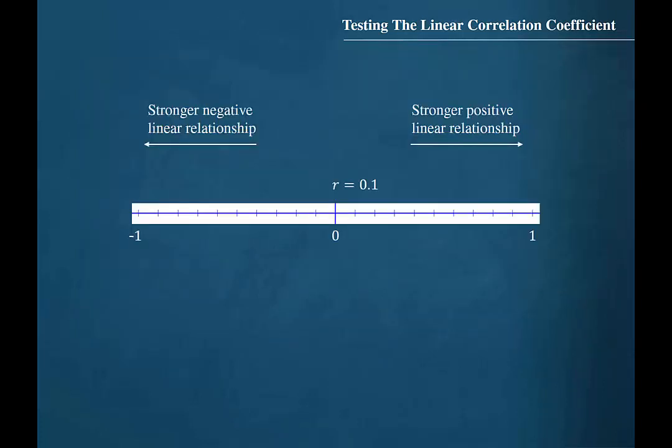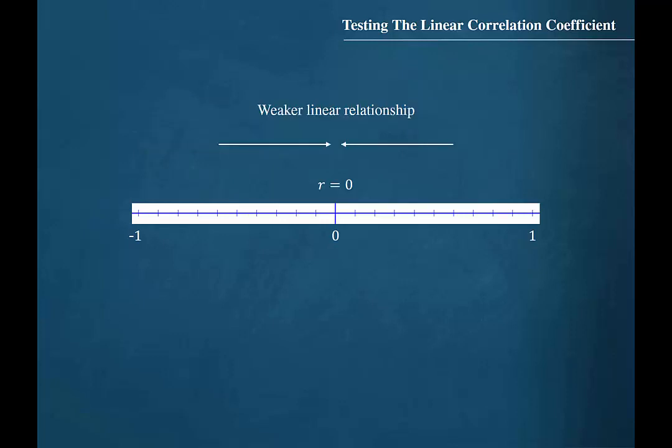Recall that the closer the value of r is to positive 1, the stronger the positive relationship between the variables. The closer the value of r is to negative 1, the stronger the negative linear relationship between the variables. The closer the value of r is to 0, the weaker the linear relationship between the variables.